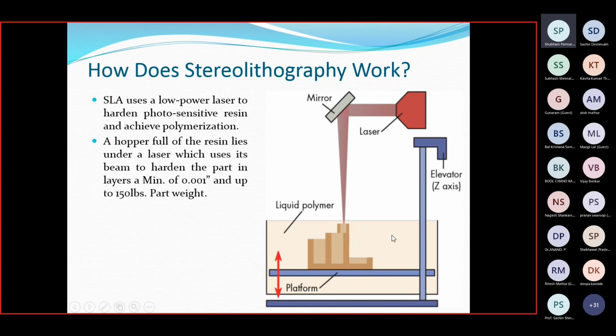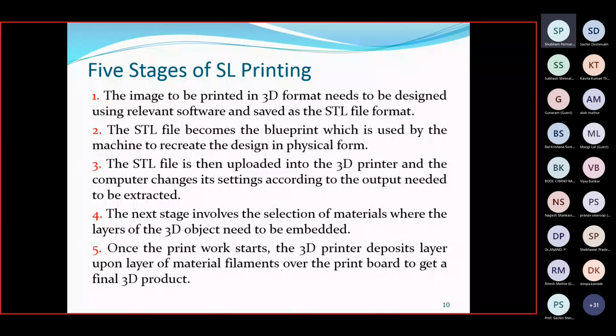So we will see that part also tomorrow, but that is a different process. Okay, so what are the stages in SL printing? In SL printing, the image to be printed in 3D format needs to be designed first with the software and saved as STL file formats. Remember, these are the 5 stages which we have to do.